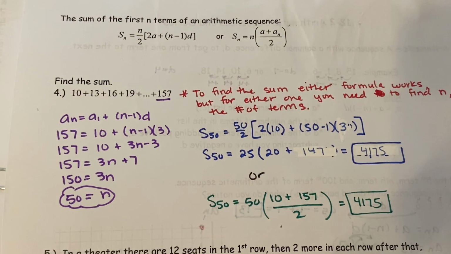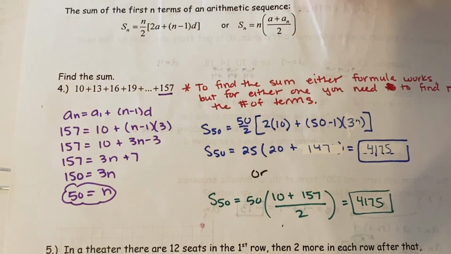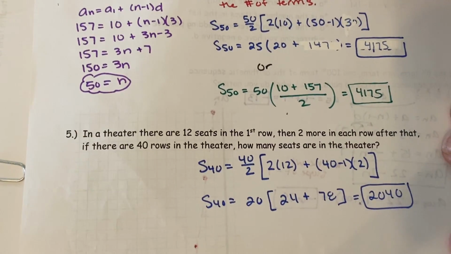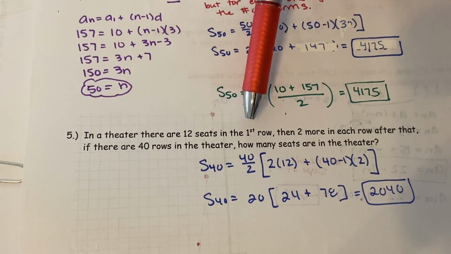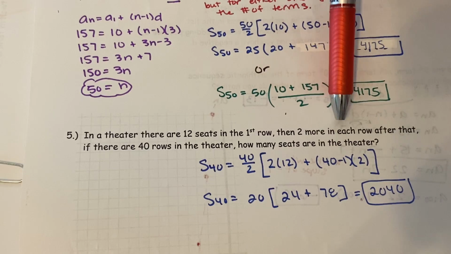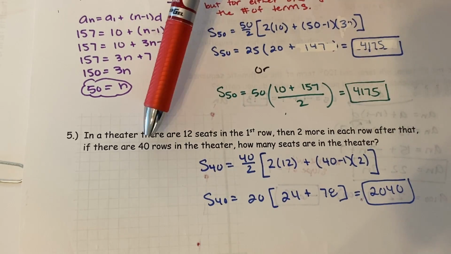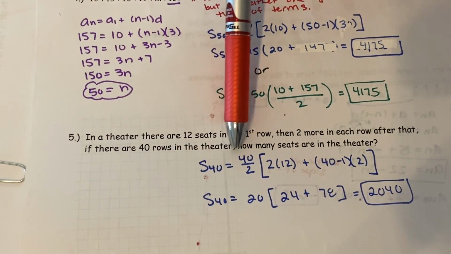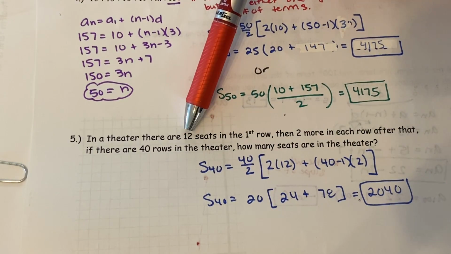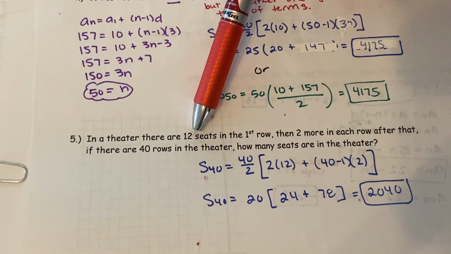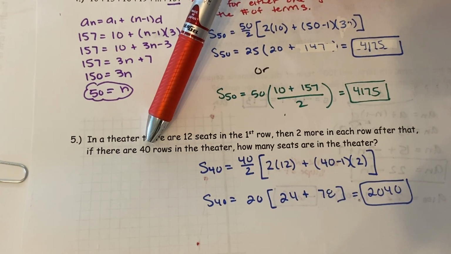If I take a look at my last sum problem, for question number 5 here, it says that in a theater there are 12 seats in the first row, and then 2 more in each row after that. If there are 40 rows in the theater, how many seats are in the theater? So I want to take the number of seats in the first row, second row, third row, all the way up to the 40th row.